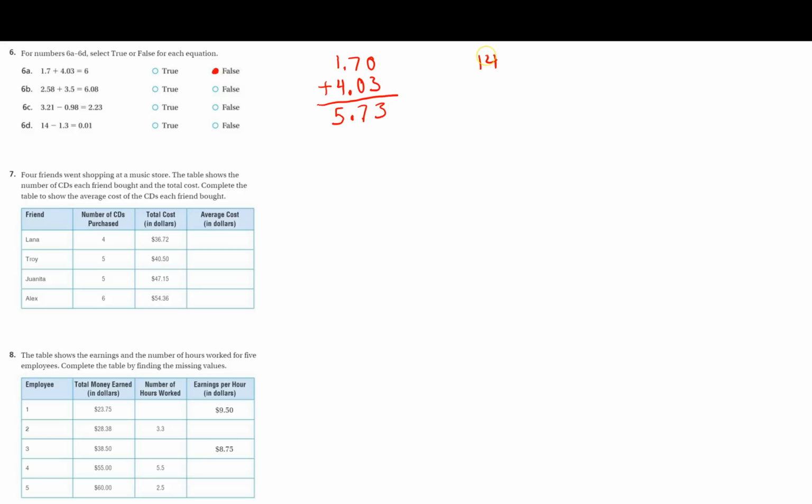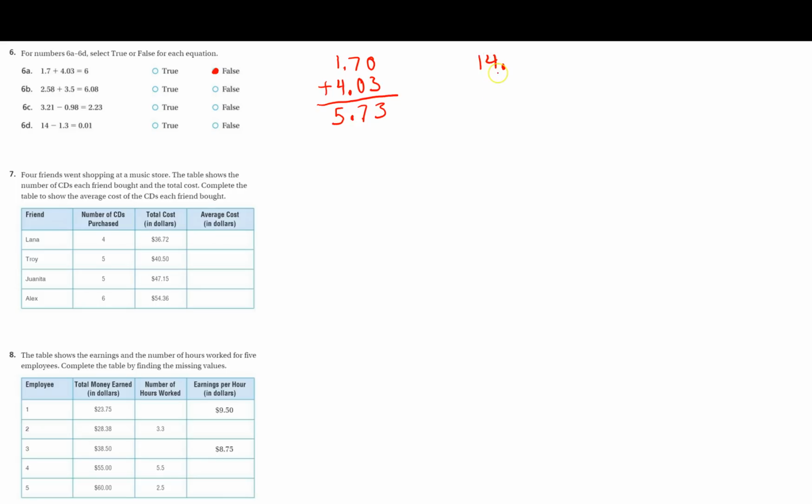Again, adding or subtracting, it's important to line the decimals up. So 14, you'll notice, has no decimal. And so remember, we talked about in class, if a number has no decimal, the decimal is always hiding behind the number. So I can put a decimal behind the 14. And the reason that's okay is because, again, I haven't changed the value of the number.